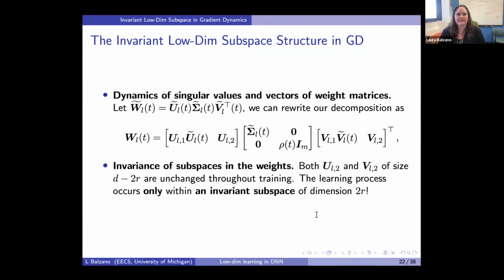Let's try to take something out of this. I had that decomposition. We can say, let W tilde have its singular value decomposition like this. Then WL has this singular value decomposition, which may not be ordered, but it's an SVD. And so UL1 and VL1 are being rotated by whatever's happening in the gradient updates. But UL2 and VL2, this orthogonal space, is not changing through the entire process. And so the learning is only happening in this small invariant subspace.